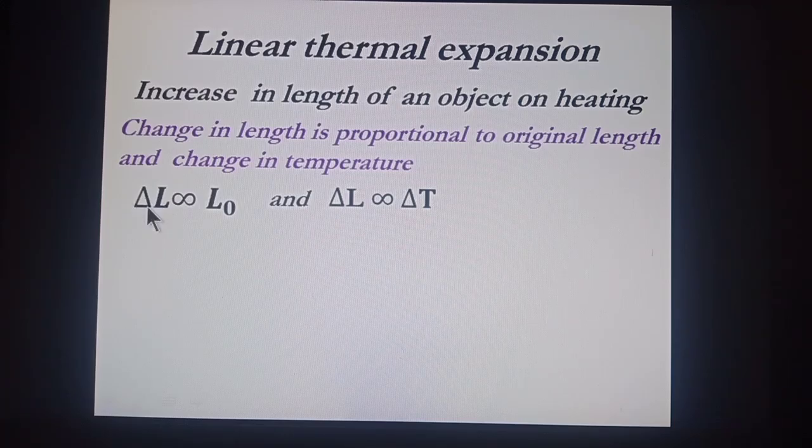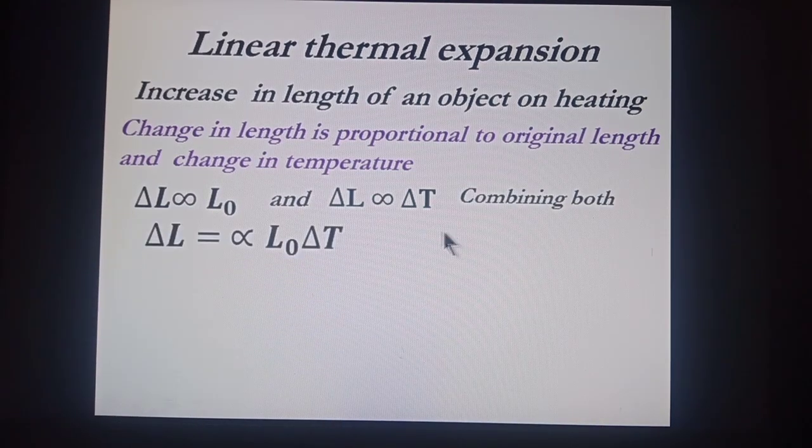Change in length, delta means small change in length, is directly proportional to original length. More is the original length, more will be the change in length on heating. Similarly, this change in length is proportional to change in temperature. More is the change in temperature, more will be the change in length. Now combining these two facts in a single equation, we get a relation like this. Delta L equals alpha L naught delta T.